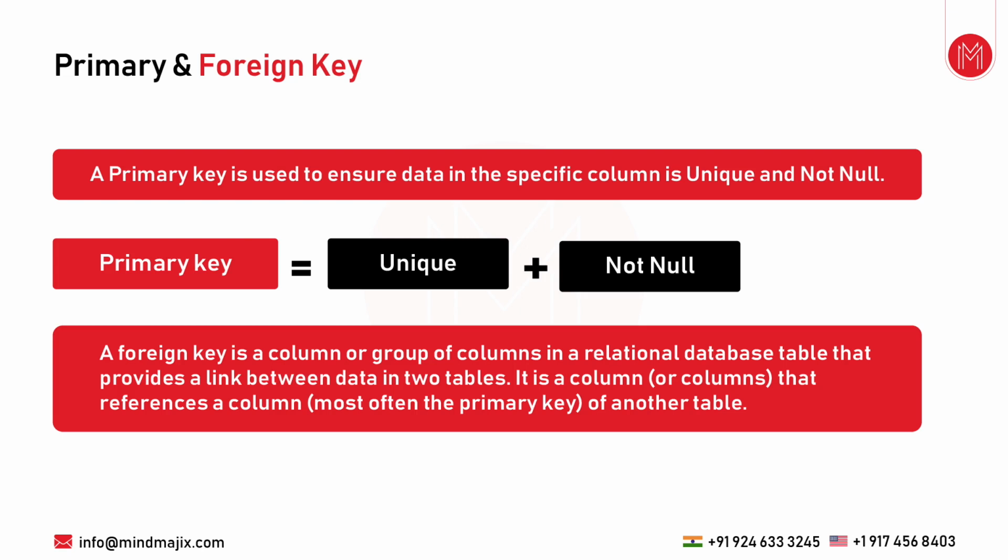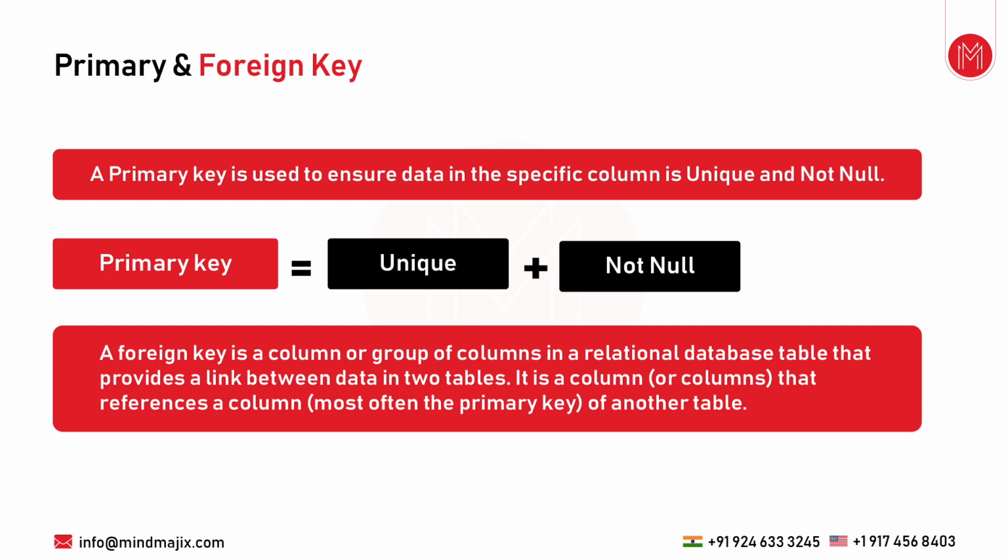constraints. First is a primary key, and the second is a foreign key. A primary key is used to ensure the data in a specific column doesn't hold a null value and should be unique in nature. Whereas a foreign key is a column or a group of columns in a relational database that provides a link between the data in two tables. It's a column that references a column from another table.